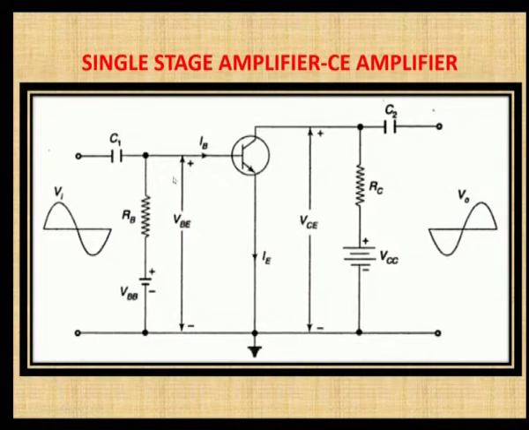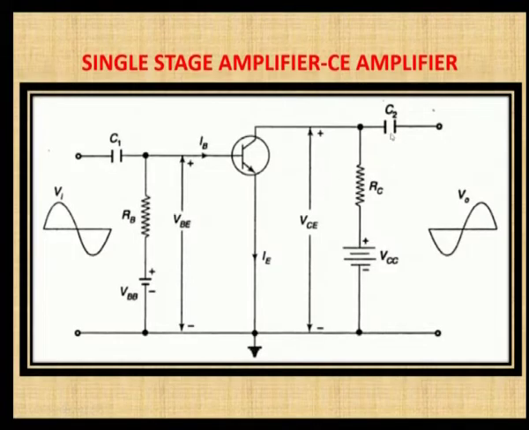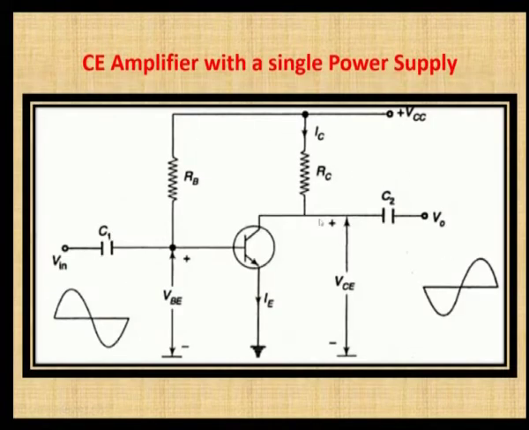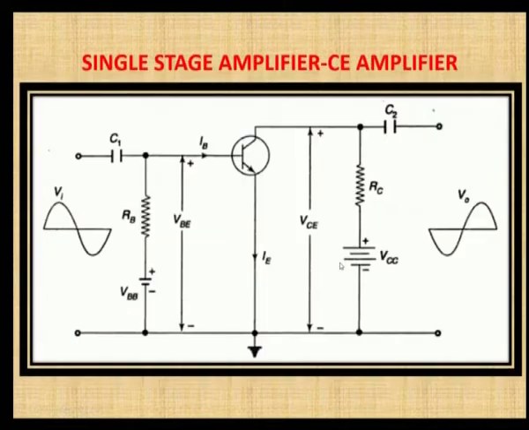We know that the input is forward biased and the output is reverse biased here. If you give an alternating voltage as the input signal to this common emitter circuit, how will the output be? What is the equation for the output? This is the dual power supply: VBB is given for the input junction and VCC is given for the output junction.